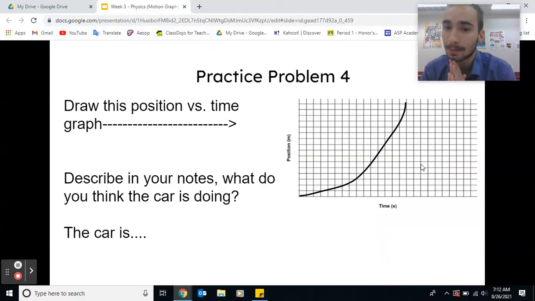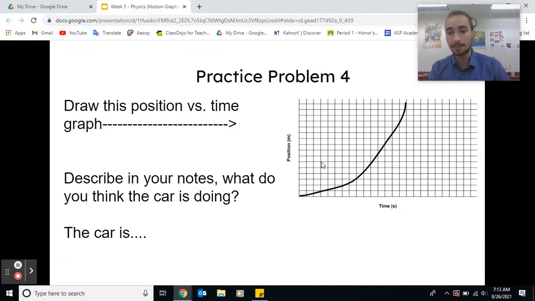And two more questions for you. If the position versus time graph looks like this, what do you think the car is doing? So on the right side of your notes, please draw this graph. On the left side, please guess, what do you think the car is doing if the graph looks like this?